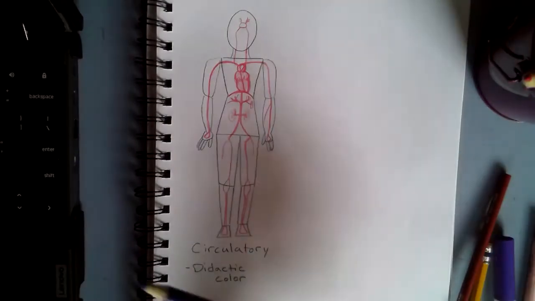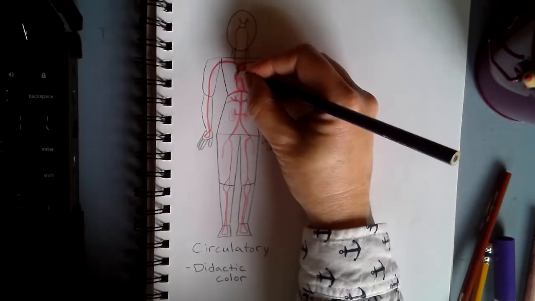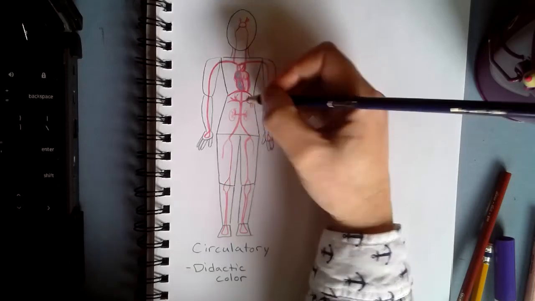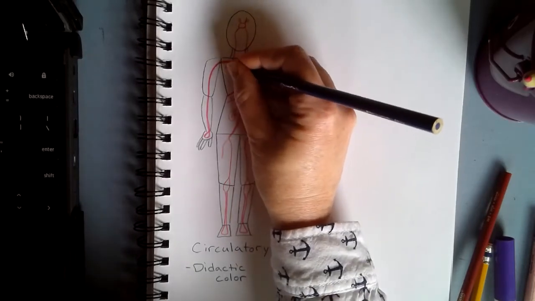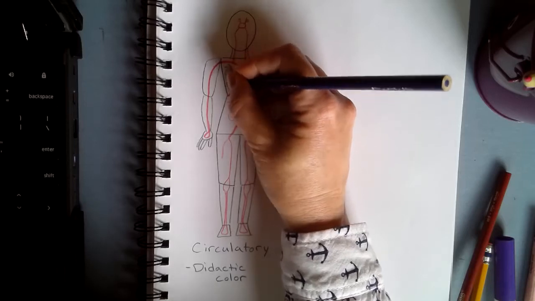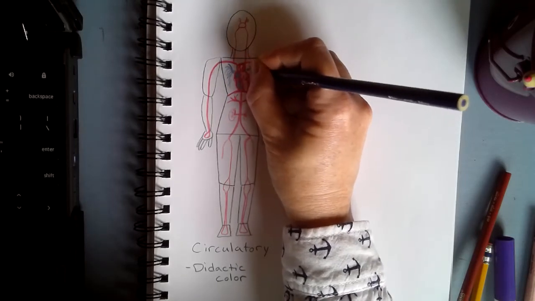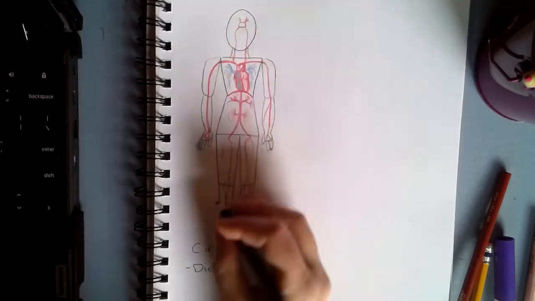Now here comes the didactic part. All right, so blue. We're going to have the right side of the heart more blue because that's actually deoxygenated blood that needs to go back to the lungs. So it's going to be pumped out to the lungs where it's going to collect up oxygen, sent back to the left side of the heart, and then pumped into the rest of the body.